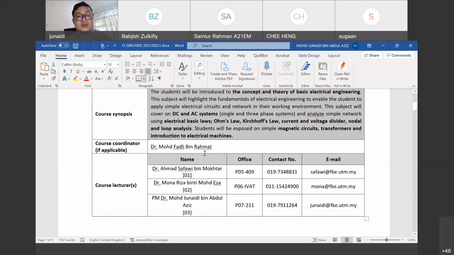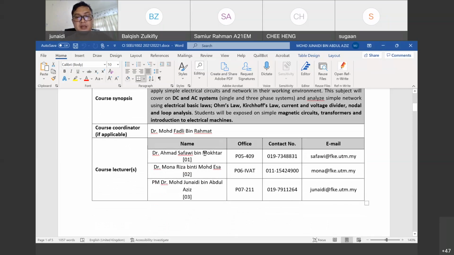The course coordinator is Dr. Muhammad Fadli Ibn Ahmad, my classmate when I did my degree here in UTM. And then the course lecturers, this is the list of lecturers. Dr. Ahmad Safawi, who is my guru, my teacher. And then Dr. Moda Riza, my junior. And this is my name, Muhammad Junaidi bin Abdul Aziz. And this is my office, P07211.